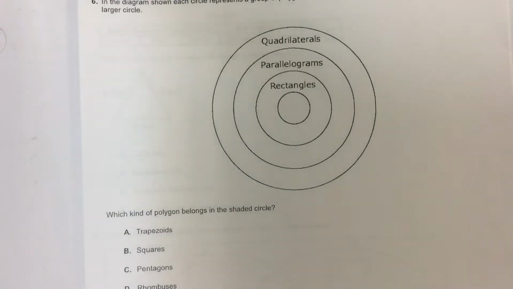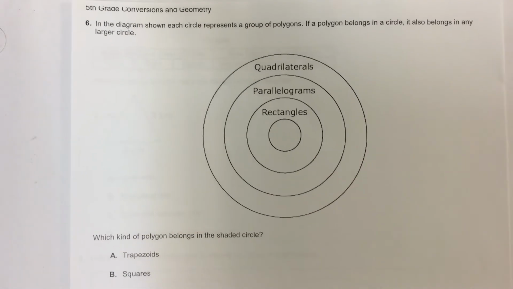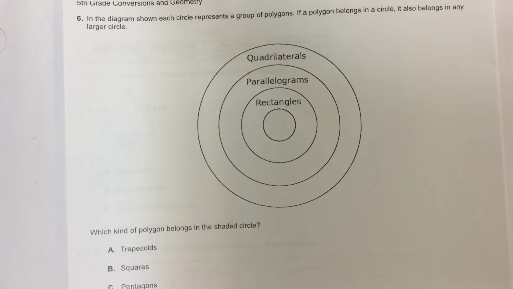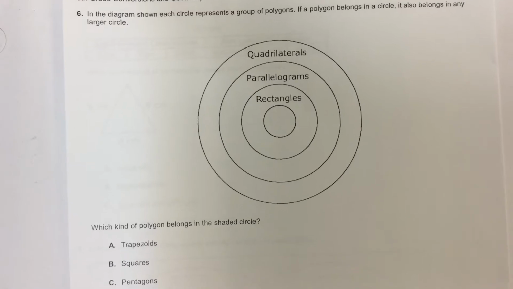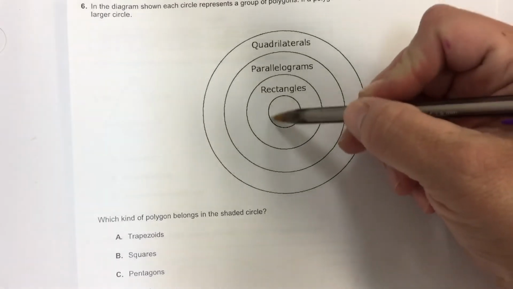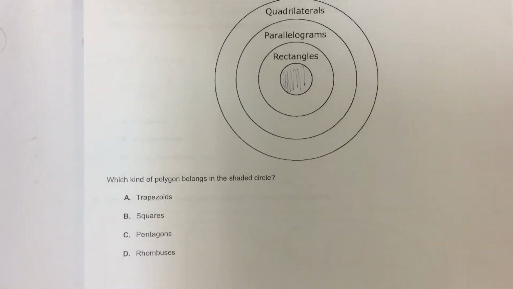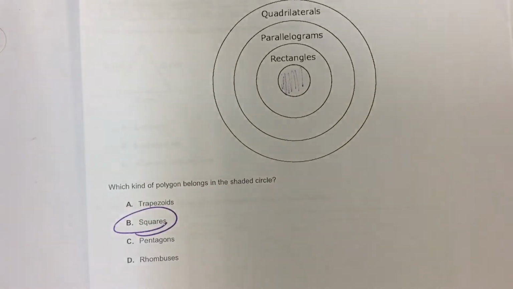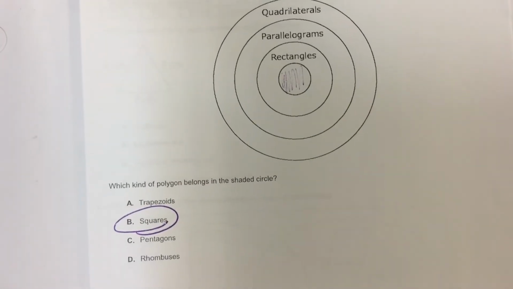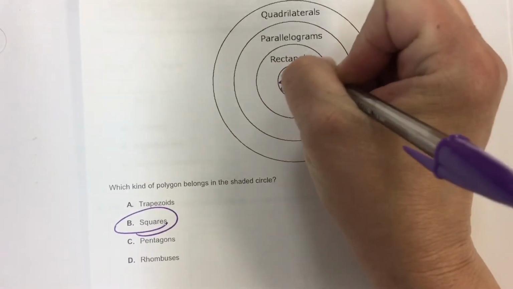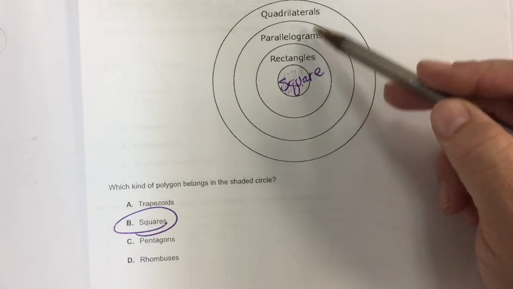All right, number 6. This one should be easy. In the diagram shown, each circle represents a group of polygons. If a polygon belongs in a circle, it also belongs in a larger circle. What kind of polygon belongs in the shaded circle that's right here in the middle? Which polygon would belong in that circle? Okay, you should have said square, because a square belongs in the middle. Remember, a square can be a rectangle, a parallelogram, and a quadrilateral.